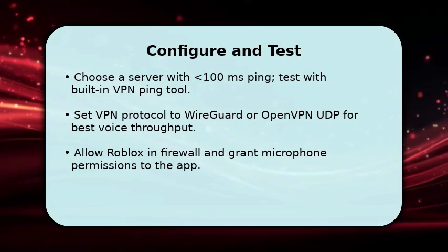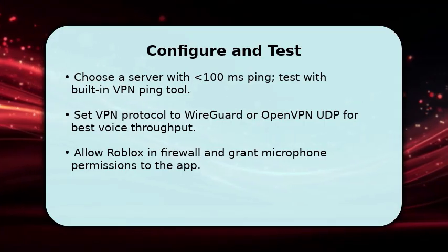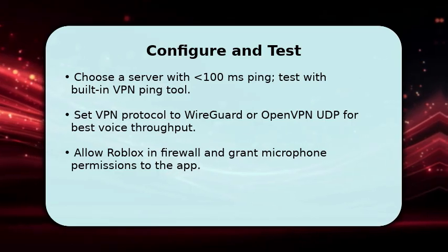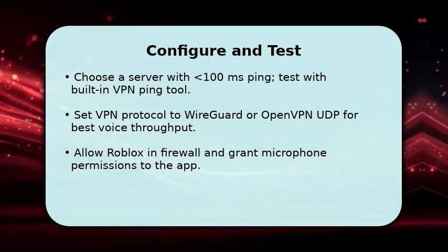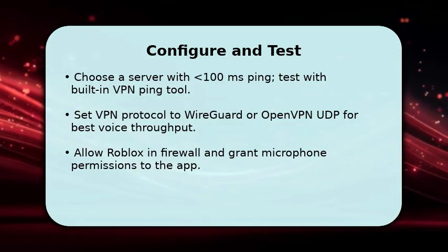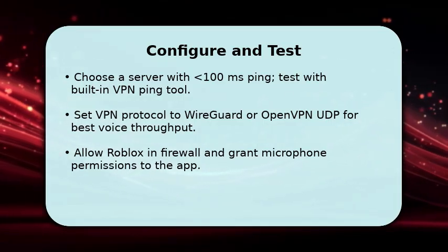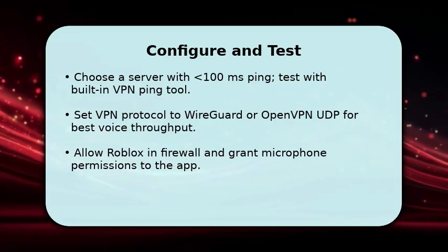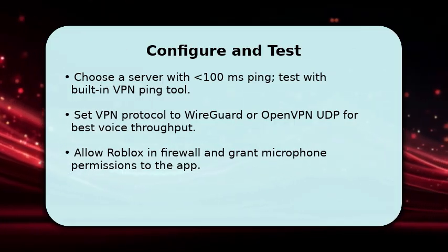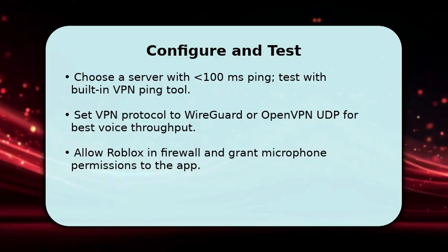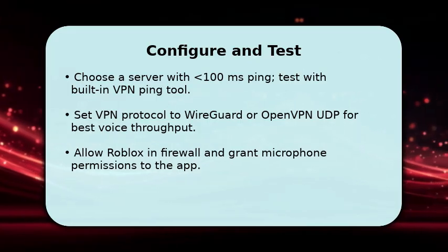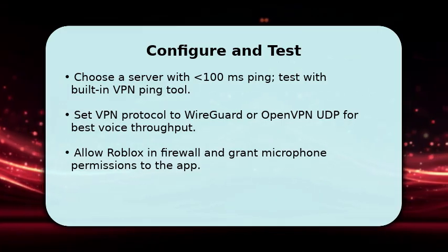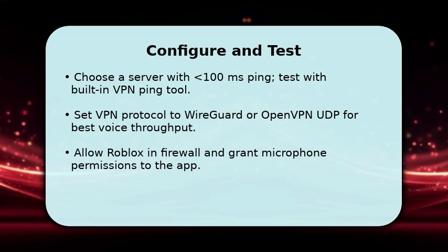Now configure the VPN for voice. Switch to WireGuard or OpenVPN UDP for consistent throughput and select a server under about 100 milliseconds. Once selected, run a quick ping or speed test inside the VPN app to confirm latency and packet loss are low. Next, verify system permissions. Allow Roblox microphone access and add an exception in your firewall so voice packets aren't blocked. These steps reduce jitter and ensure the voice channel establishes cleanly after connecting.